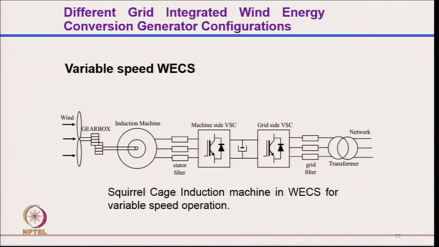This is the induction machine used for variable speed generation. Again we use a gearbox, but we use a double converter. It is run as a variable frequency induction generator controlled by the machine converter, which puts the generated power to the DC link, and from the DC link the grid side converter puts it to the grid.